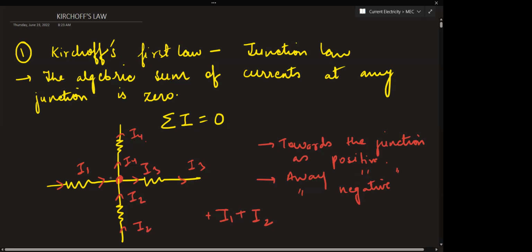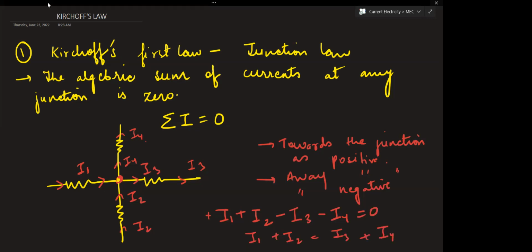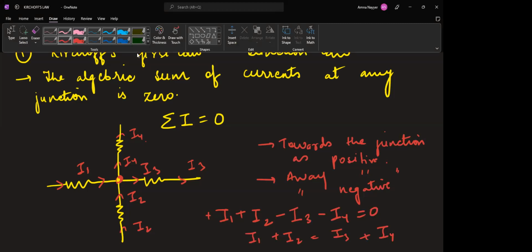Exactly. These are leaving this junction. If these are leaving this junction, it means we have to consider it as negative. So this becomes minus I3 minus I4, which is equal to 0. So I1 plus I2 is equal to I3 plus I4. This is the first law of Kirchhoff.